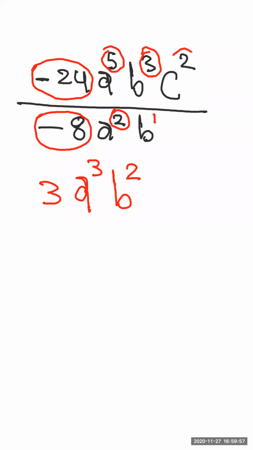Then c at the power of 2 divided by 1, because there is no variable like c in the denominator, so it will equal c at the power of 2, the same.